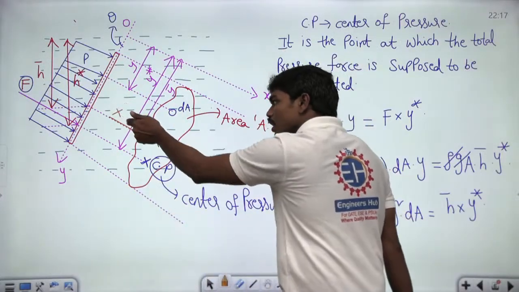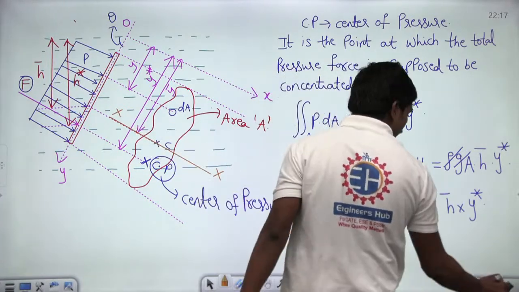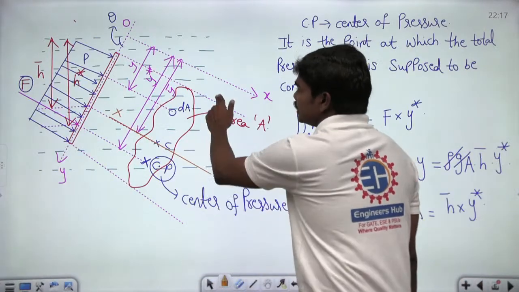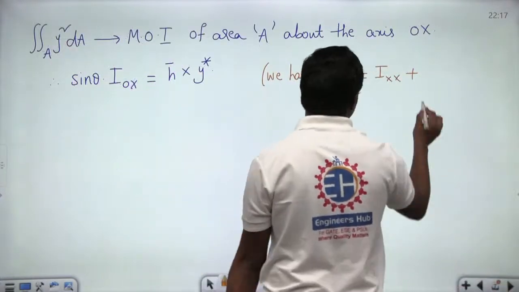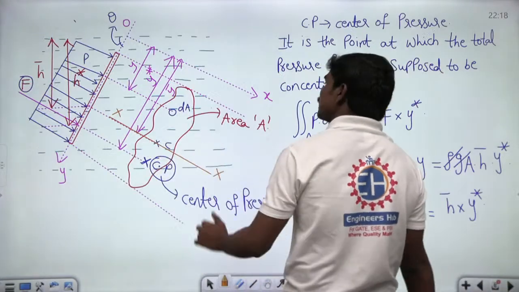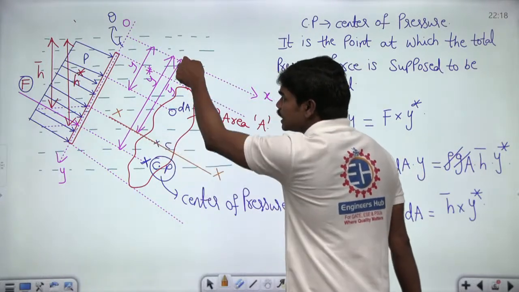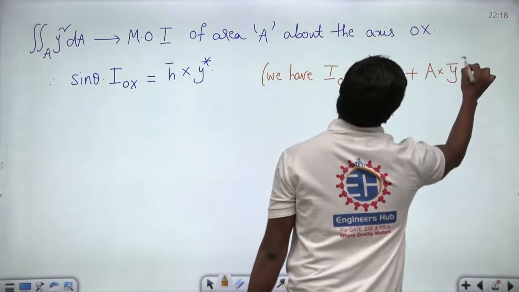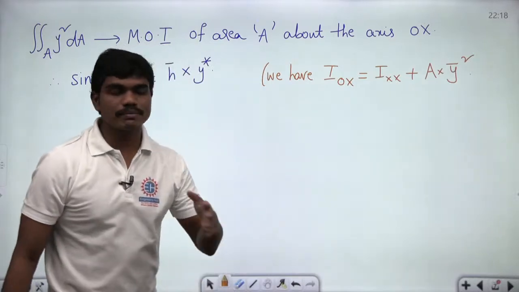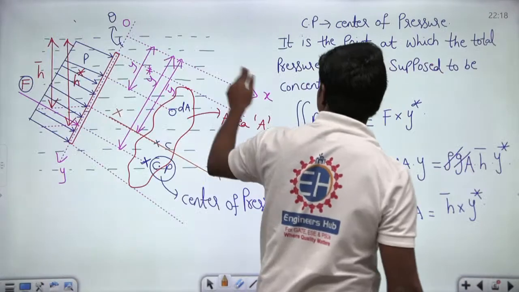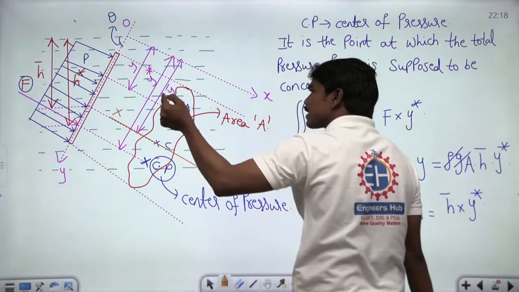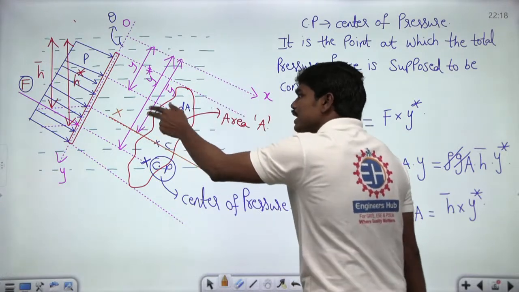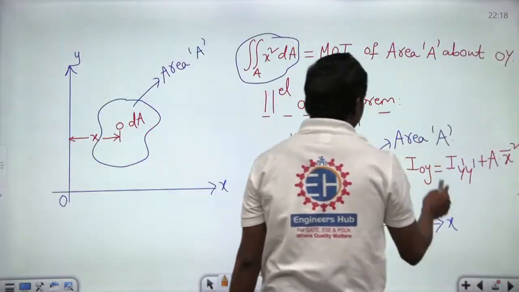axis, is equal to the moment of inertia about this axis passing through the centroid, which means IXX, plus this total area, which we assume as capital A. So A into, what is the distance between these two axes? You can clearly see the distance between this OX and this centroid is nothing but this y bar. So definitely we can write A into y bar square. Can I write this equation? Will you all agree that the moment of inertia of this complete plate about this OX is equal to the moment of inertia of this plate about this centroidal axis, which is parallel to this, plus area into the square of the distance between them, because of the parallel axis theorem.